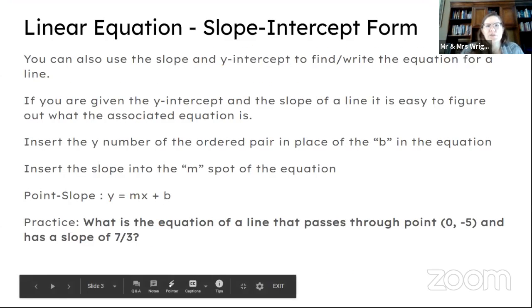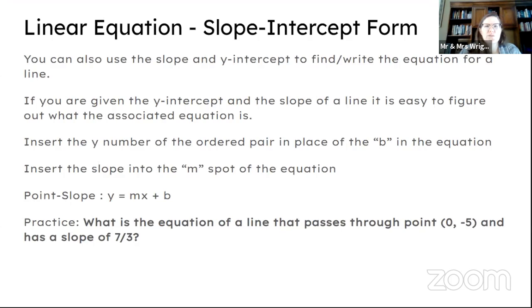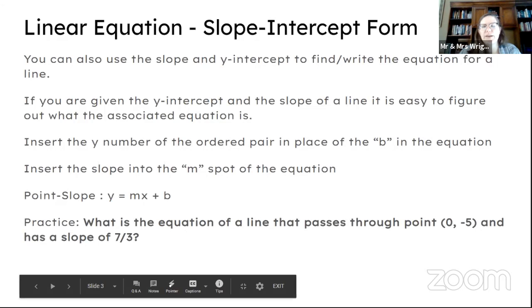All right, so slope intercept form, we used it last time to identify what the slope was, what the y-intercept was, but today what we're going to do is build equations with this. So if you're given a point that is a y-intercept and you're given the slope, you can easily build this equation. So here we have some practice. What is the equation of a line that passes through point (0, -5) and has a slope of 7/3?